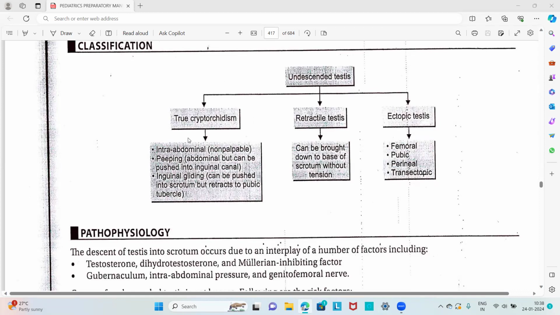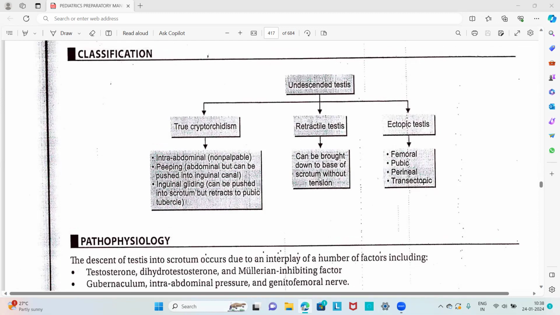True cryptorchidism means intra-abdominal, peeping, that is abdominal but can be pushed into the inguinal canal; inguinal gliding, which can be pushed into the scrotum but retracts to the pubic tubercle. These are the true cryptorchidism. Retractile testis can be brought down to the base of the scrotum without tension. Ectopic testis is femoral, pubic, perineal, and trans-ectopic. The testis is not in the scrotum, it is in other spaces like femoral, pubic, perineal, and trans-ectopic. So that is about the classification of cryptorchidism.